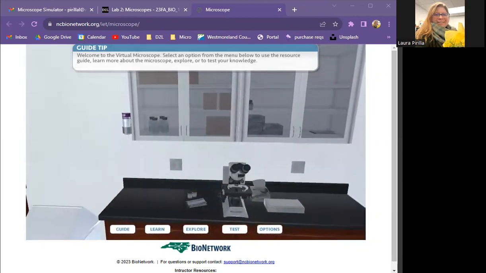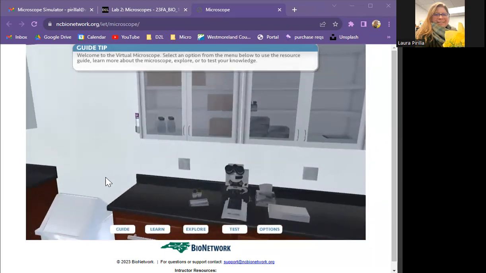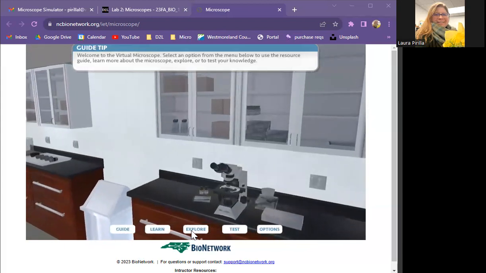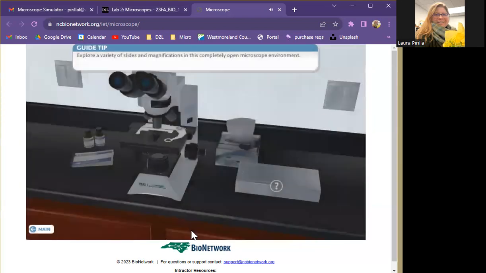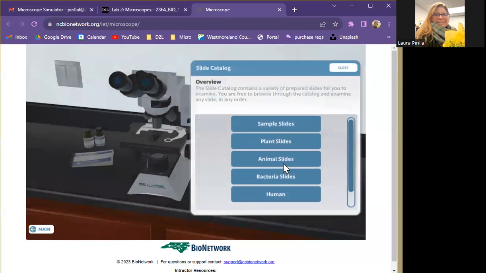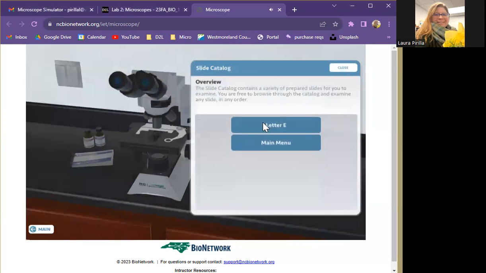On the screen, the first step says click on the Explore link at the bottom of the page. Then we want to click on the question mark on the slide box. So this is the slide box. Click on the letter E slide. Okay, that's in sample slides. And then letter E.